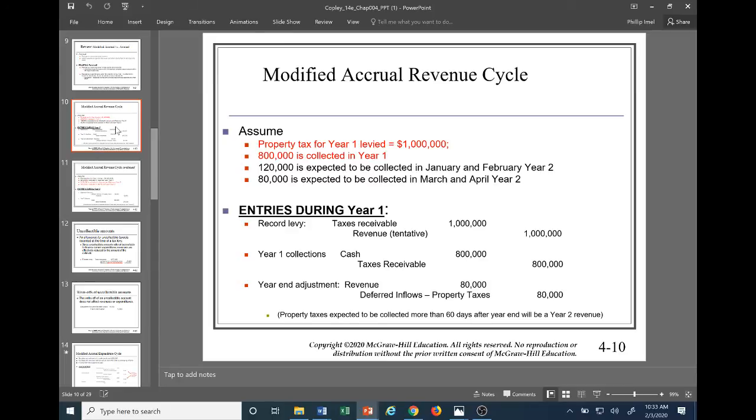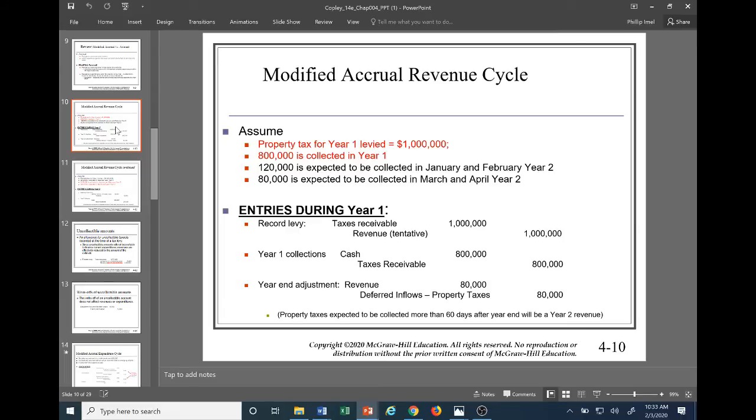We're just going to say that's the tentative revenue, just to keep the example pretty simple. So once again, we record a property tax. When we did the property tax levy for year one, the entry is going to be a debit to taxes receivable of $1 million, because we know assets are original debits, right? That asset's expected to go up, so we're debiting it. So debit taxes receivable, and then we credit revenue for the same amount, because we know revenue is an original credit, right? So debit taxes receivable, credit revenue.